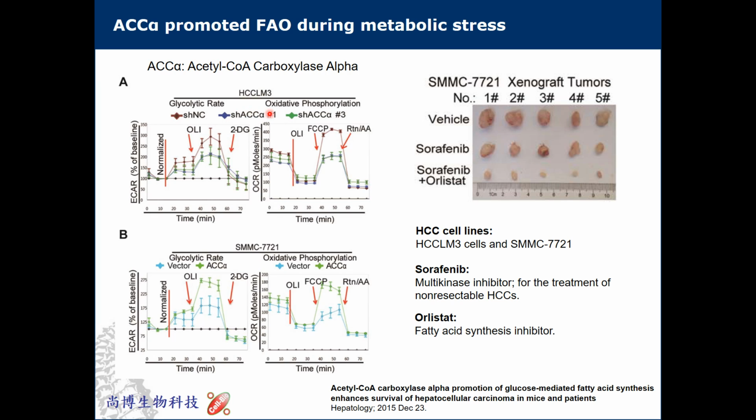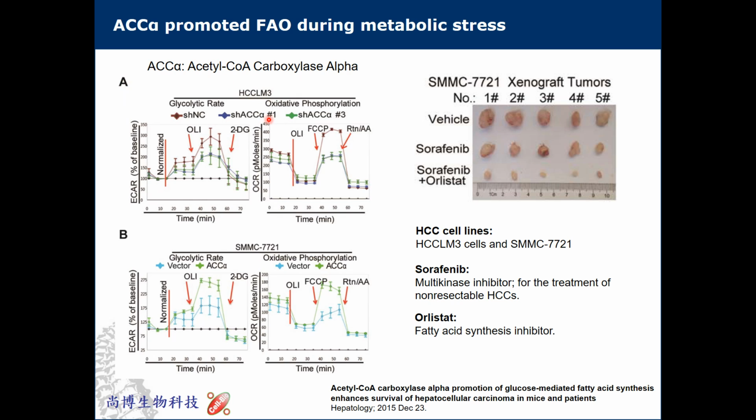So how about when we overexpress ACC alpha? You can find the control is the blue line. Then as we overexpress it, the glycolysis efficiency increased. The mitochondrial function efficiency increased. So ACC alpha is so important for HCC cancer cells.